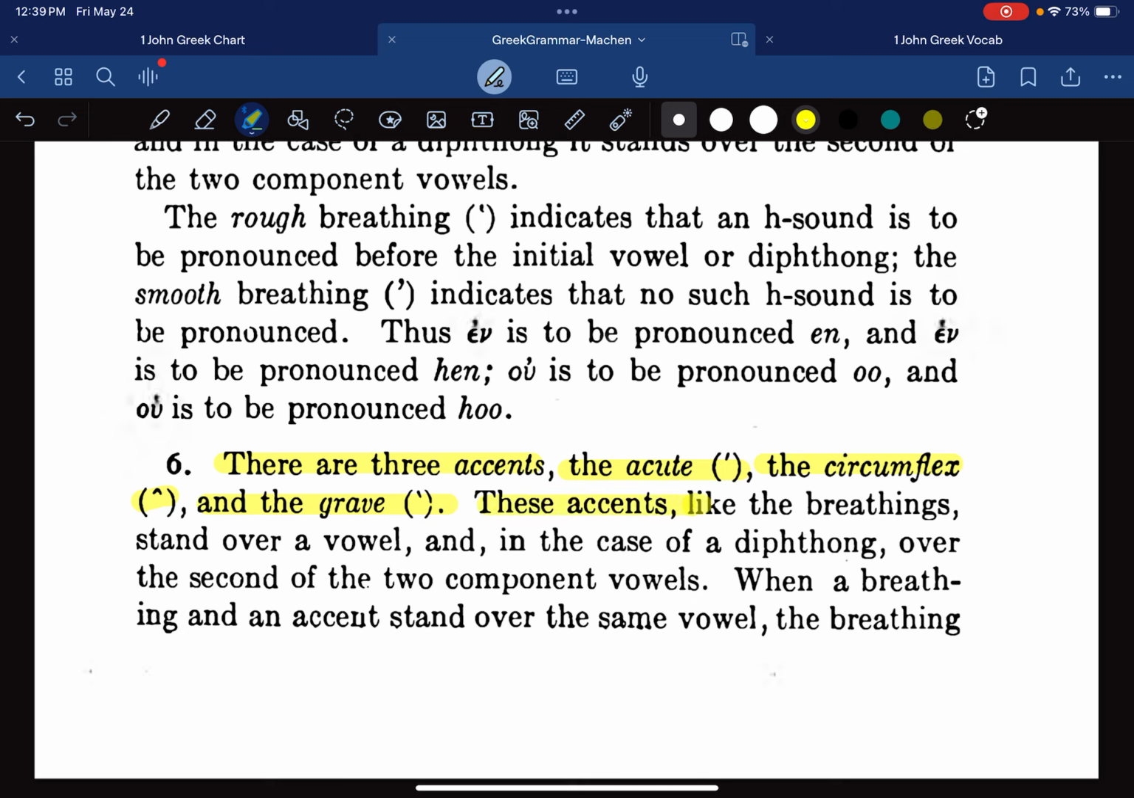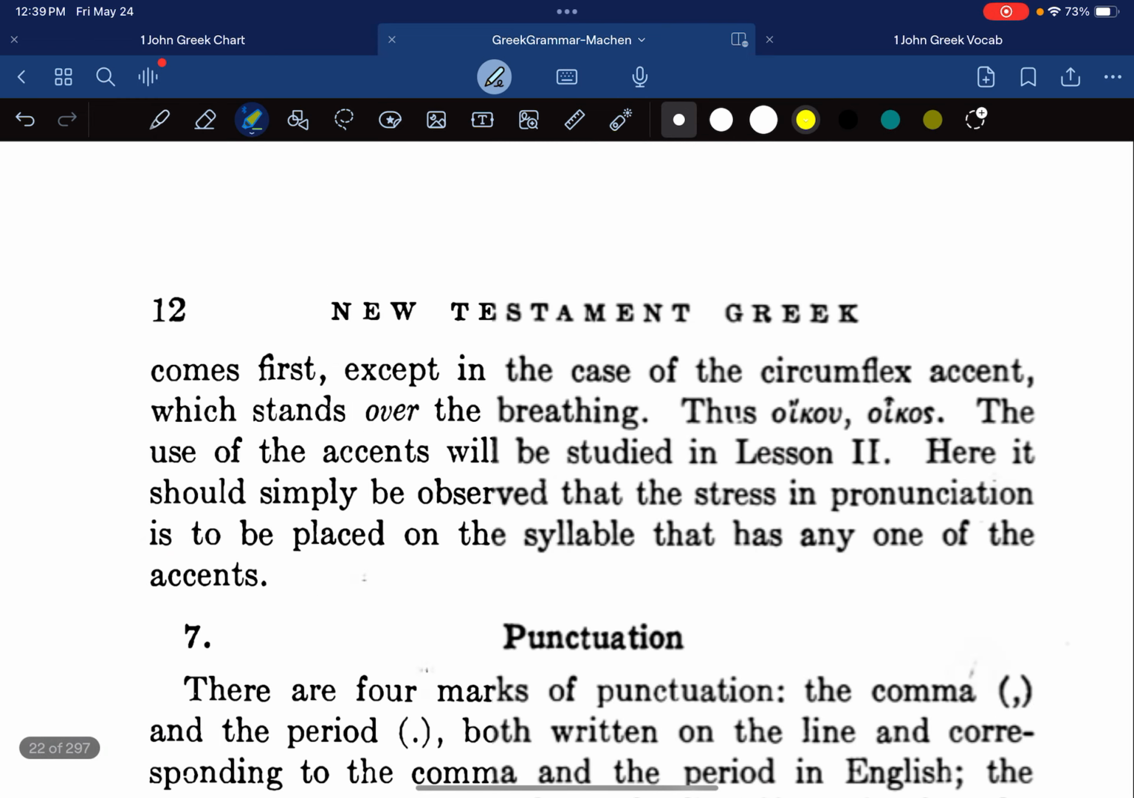These accents, like the breathings, stand over a vowel, and in the case of a diphthong, over the second of the two component vowels. When a breathing and an accent stand over the same vowel, the breathing comes first, except in the case of the circumflex accent, which stands over the breathing.